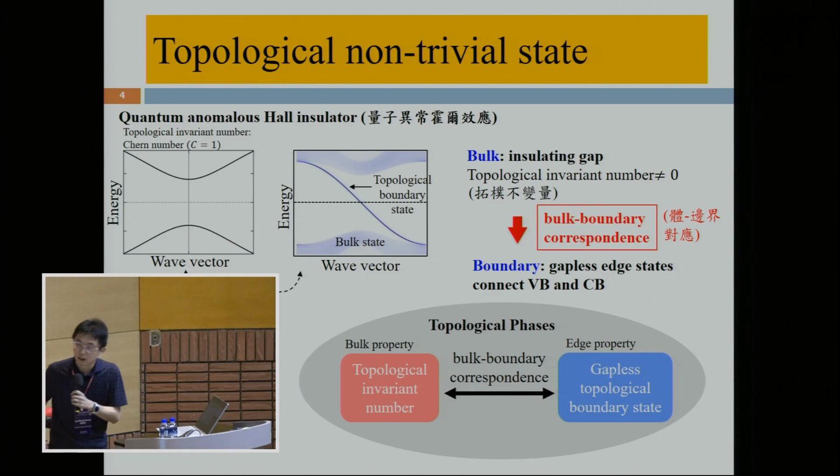So, a brief summary of this part: the topological invariant number and the gapless topological boundary state are the 2 most important ingredients of a topological phase. The topological invariant number is the bulk property, and the gapless topological boundary state is the edge property. The relation between them is through the bulk boundary correspondence. So this is the key of topological phases.